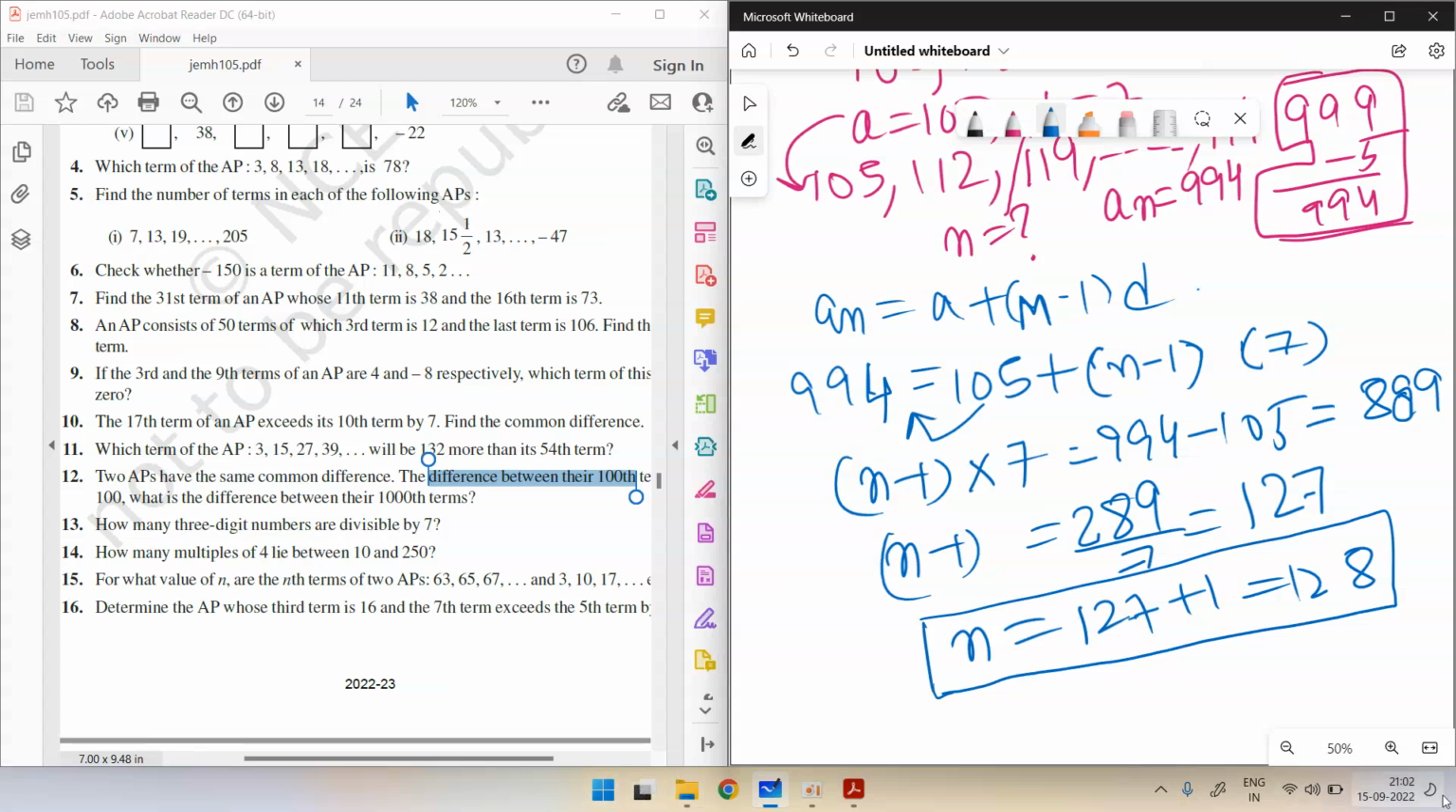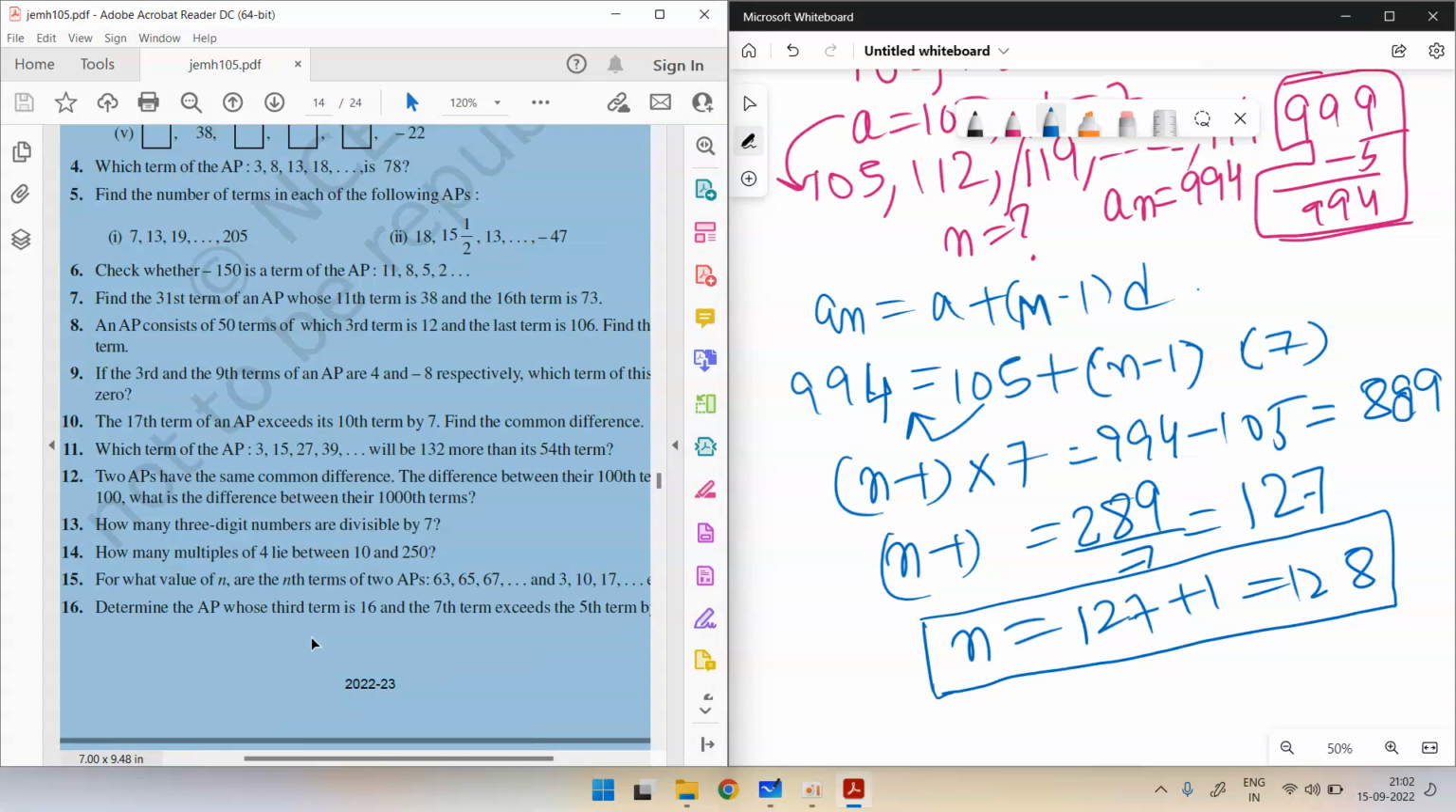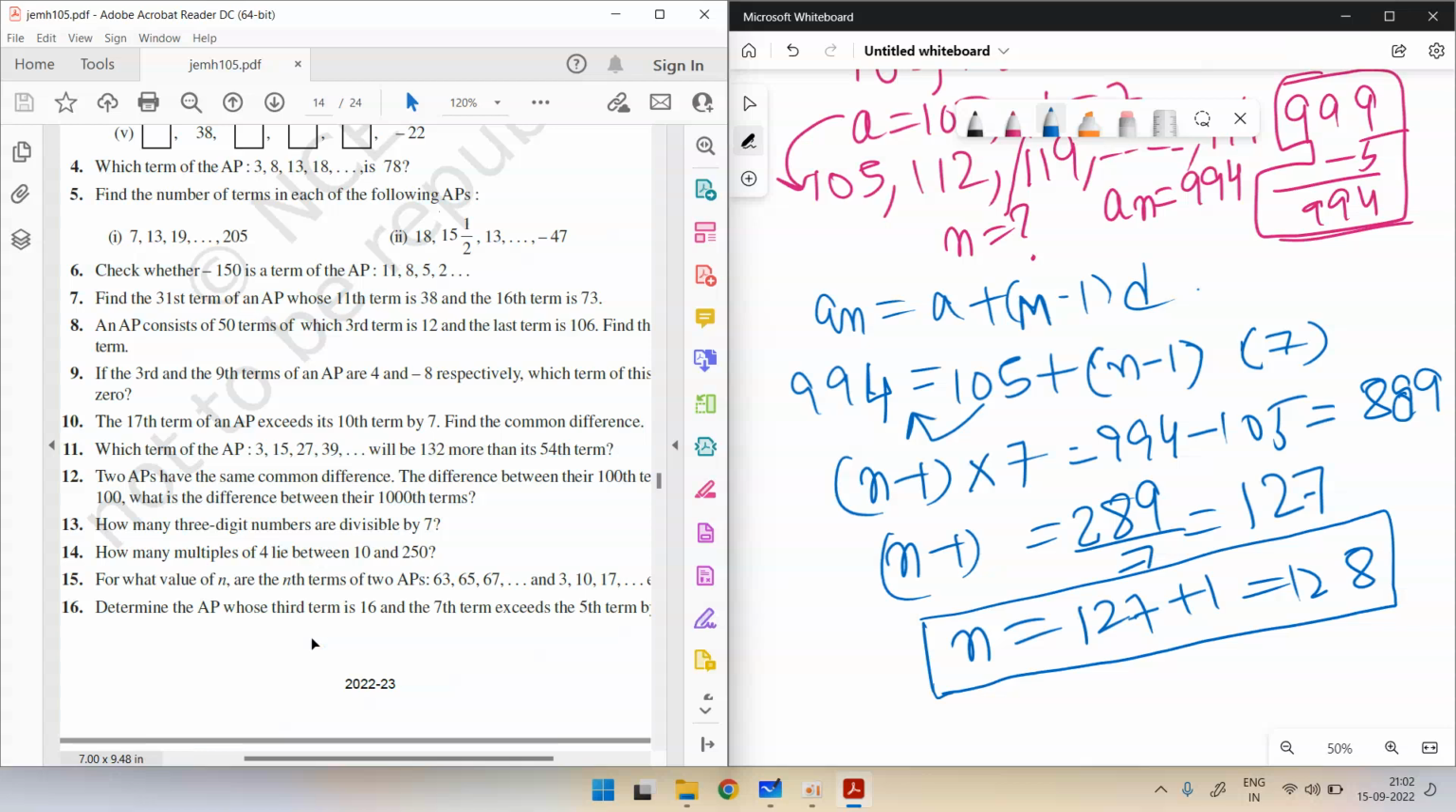Next: how many multiples of 4 lie between 10 and 250? This is all the same. The first multiple of 4 after 10 will be 12, and the last term will be 248. You calculate the value of n, and it will give you how many multiples of 4 there are between these two numbers.